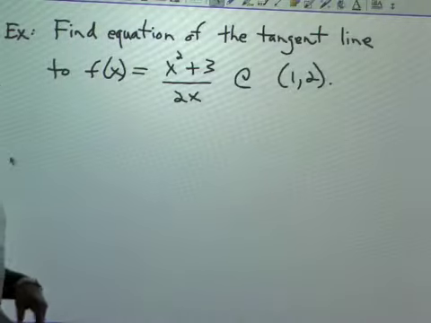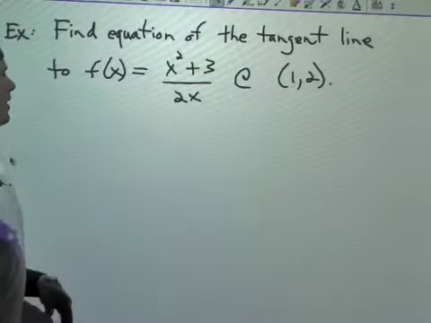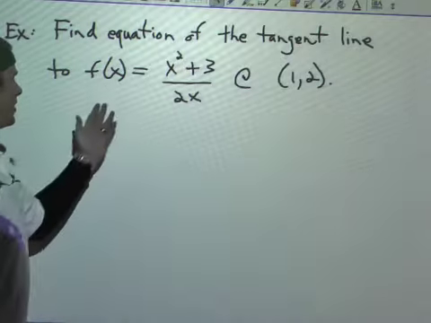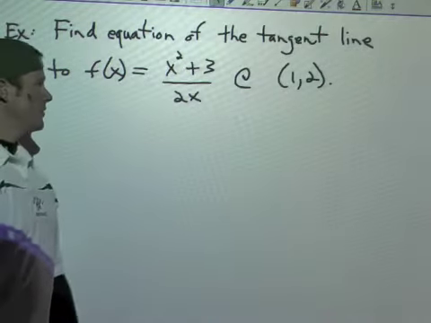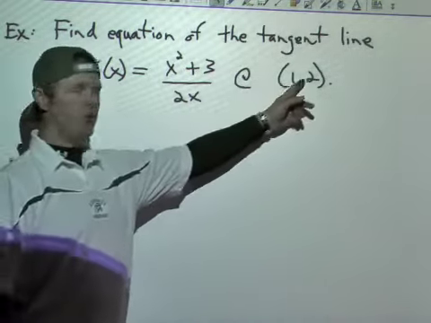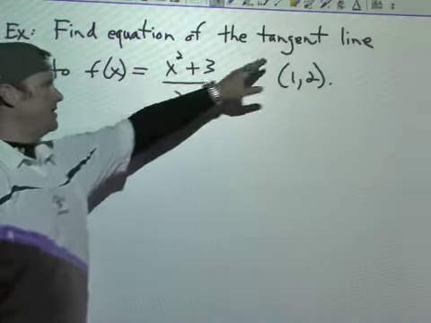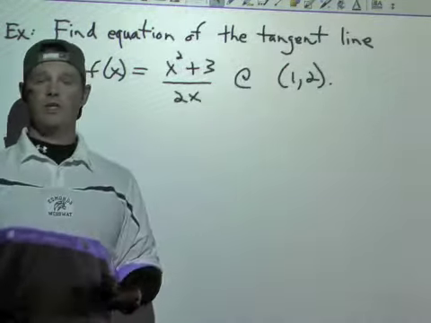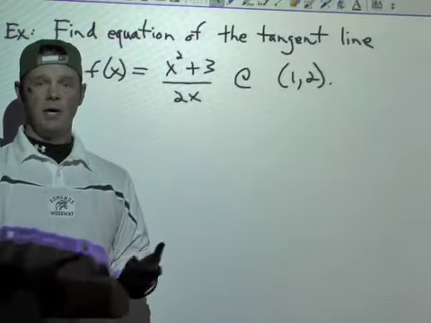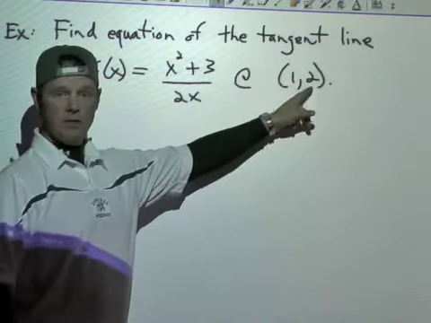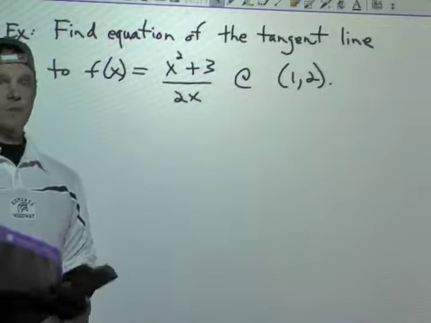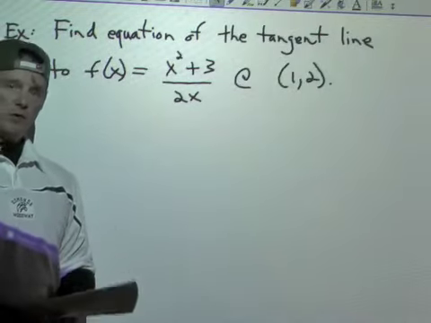Okay, so let's say we're asked to find the answer to this kind of problem. Find the equation of the tangent line that goes through this function, (x squared plus 3) over 2x, at this particular point. So we want to find the equation of the tangent line, which means in order to find the equation of a line, we need a slope and a point. And there's the point, so we just need to know the slope. Well, to find the slope, we find the derivative.